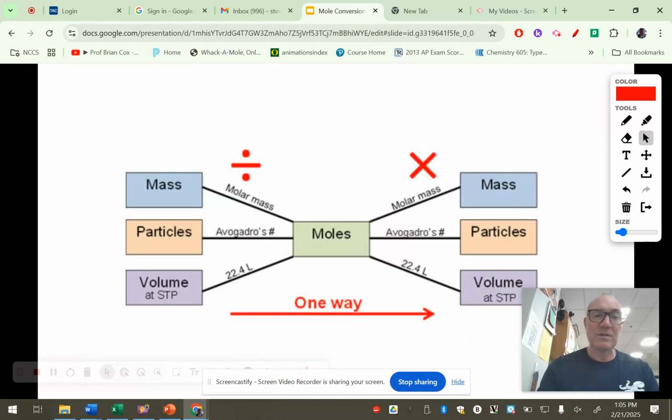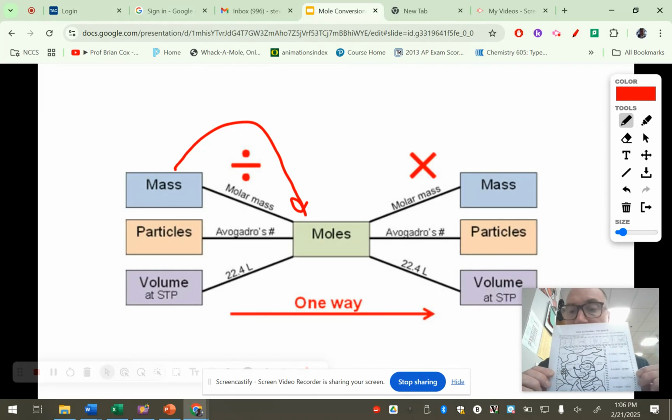Now, thankfully, there's a map, which is super helpful, and we did this earlier. This is a slightly different version, but it works the same way. I'll send an email out with the map on it so you can use it. If you know the mass and you're going from mass to moles, you divide by molar mass. Anytime you go to moles, you always divide. Anytime you leave moles, you always multiply. Keep this in mind for today's activity.